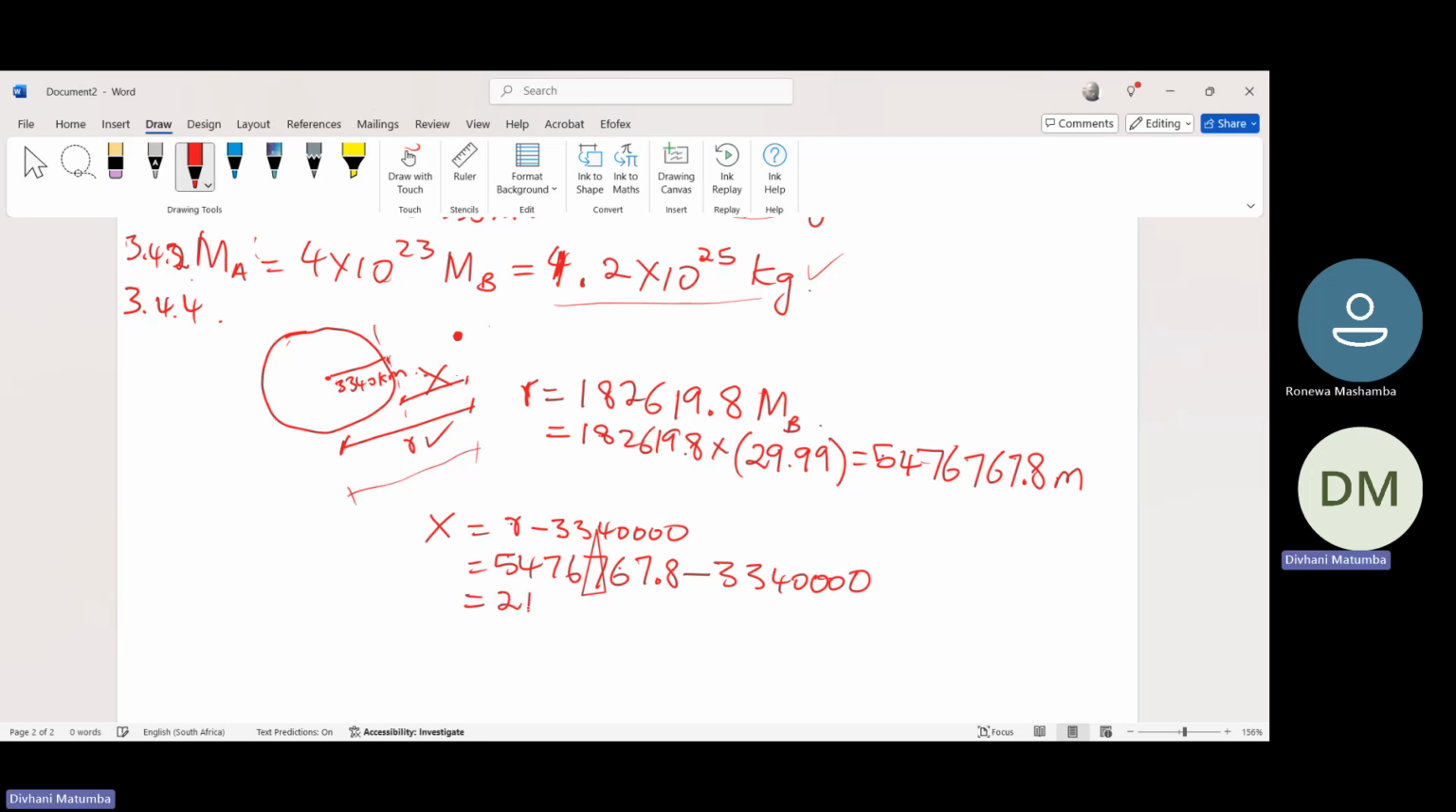So the value that I got is 2,136,767.8 meters. That's what I got. Yes. So I just want to ask, what if the value that I got was negative? What would that mean? The value of X that I've got was negative. What would it mean?